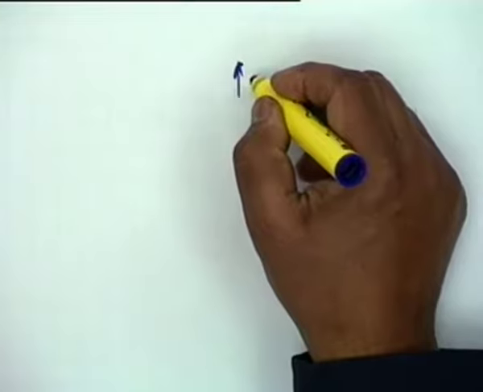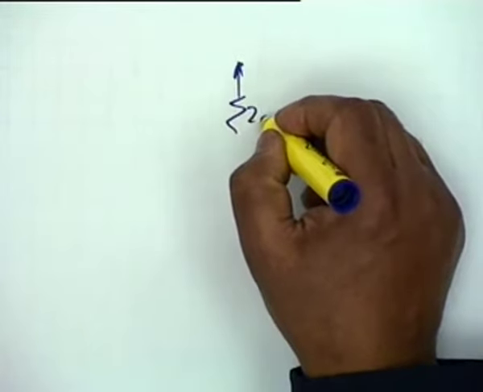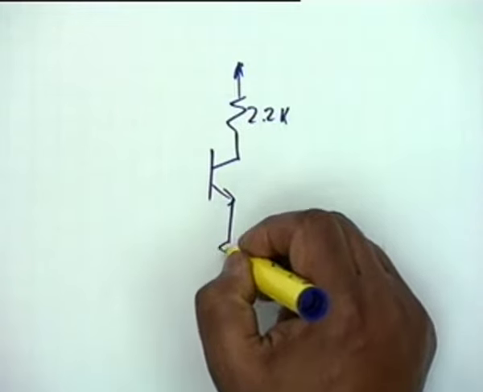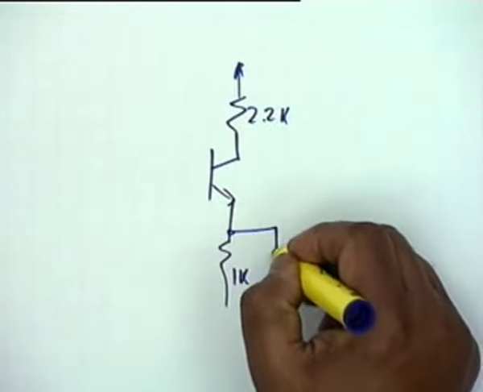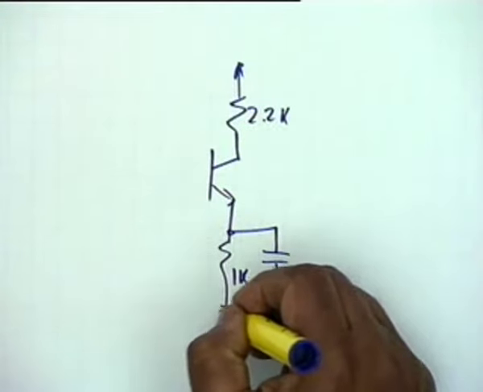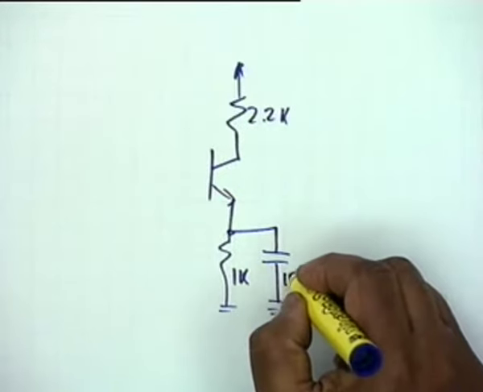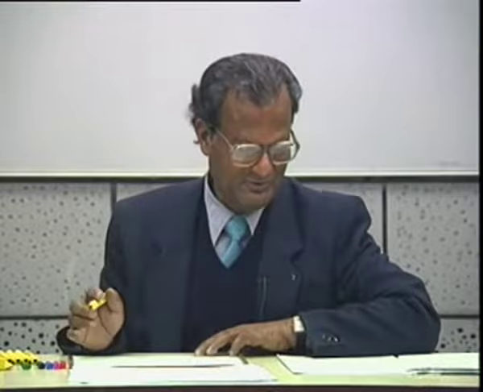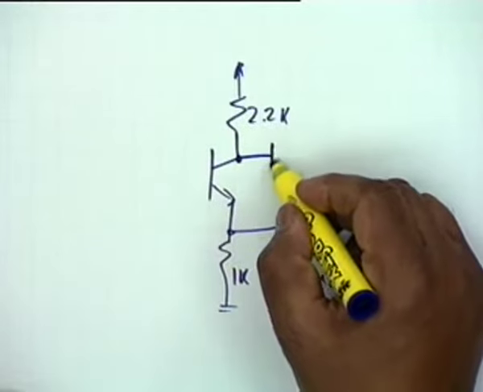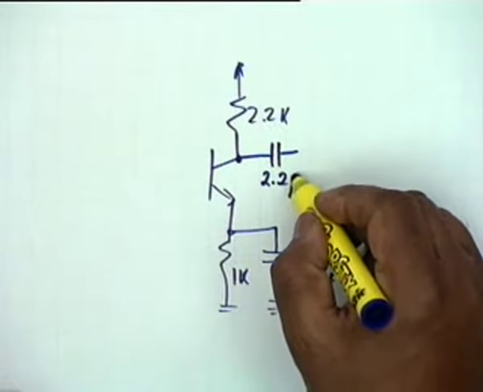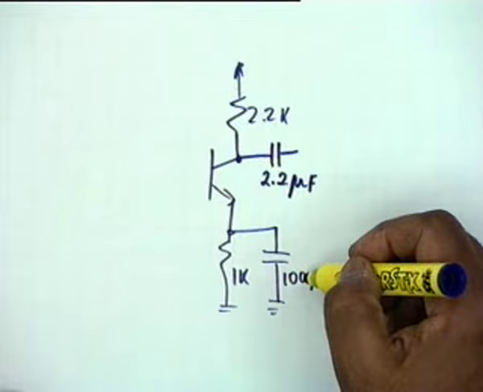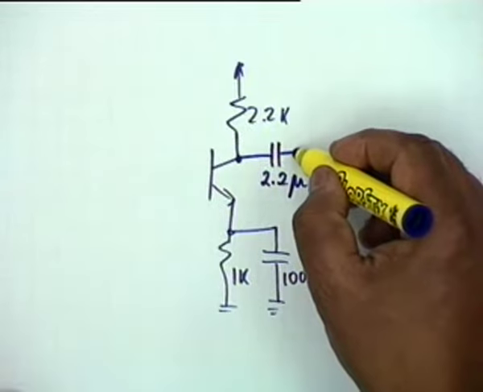Now we consider the same circuit, that is 2.2K, 1K. Let this capacitor be 100 microfarad. This also shows some typical values that you have to use in practice. Then 2.2 microfarad. You see, this is about 50 times. This is the kind of thing that you will have to use. I will tell you why.